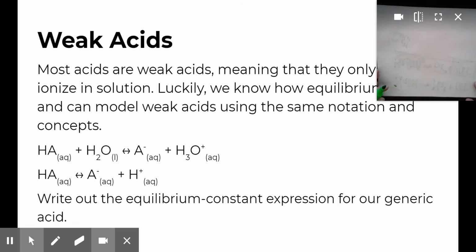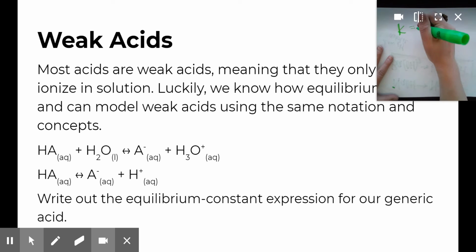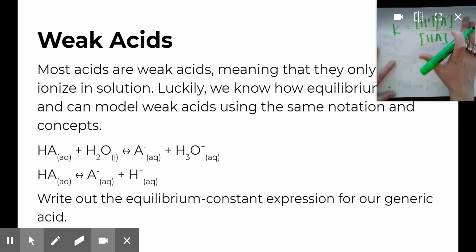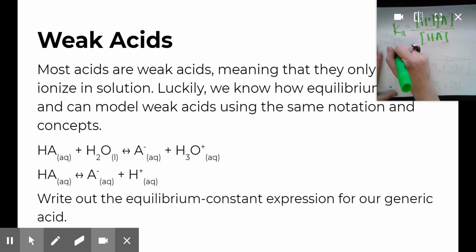Okay, so here's what I got. I got that K is equal to our products, right? It's always the products first. I like to write the acid first, the H+ ion, then the anion, over the concentration of HA. I hope you got that too. Now, what's special about this is not just any old K. This is called Ka. It's called the acid dissociation constant.